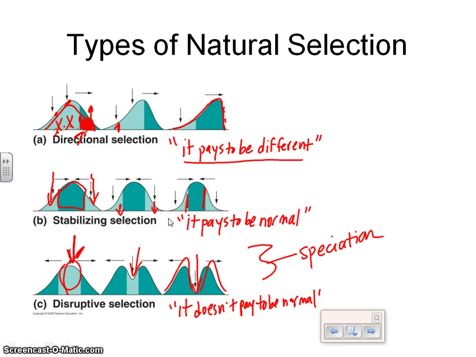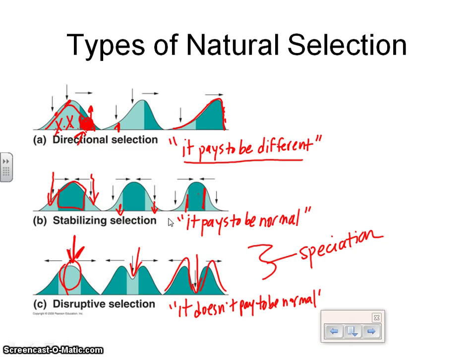They will diverge. Yes? What's the main difference between directional and disruptive? In directional, one trait is the preferred. And in disruptive, both traits actually are suitable. Okay? Both extremes. Yes? Are there any examples you can think of for disruptive? Sure.